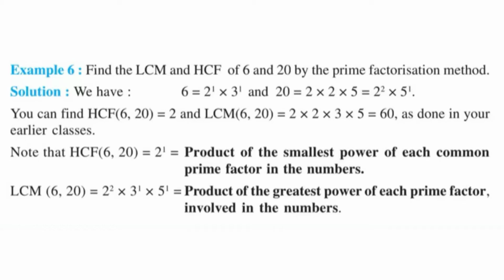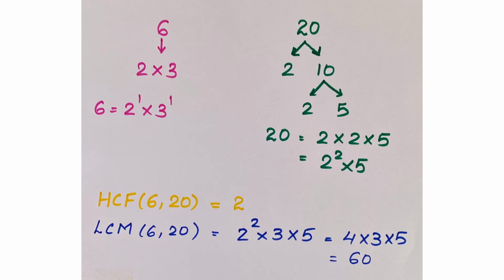Find LCM and HCF of 6 and 20 by prime factorization method. You have already studied in lower classes how to find LCM and HCF using the factorization method. Now let us see it again. If we take 6 can be written as 2 into 3, that is 2 raised to power 1 into 3 raised to power 1.